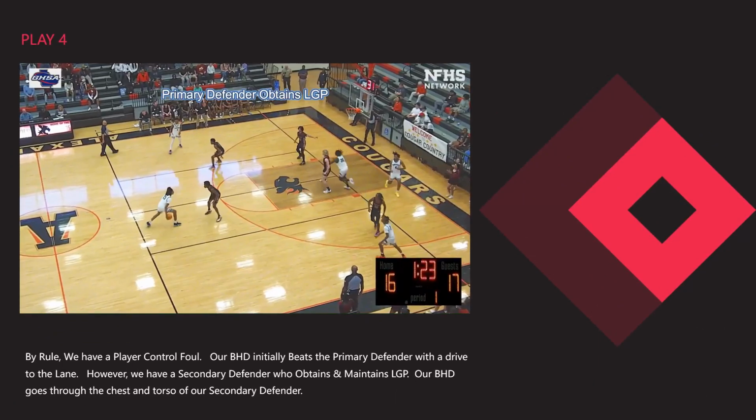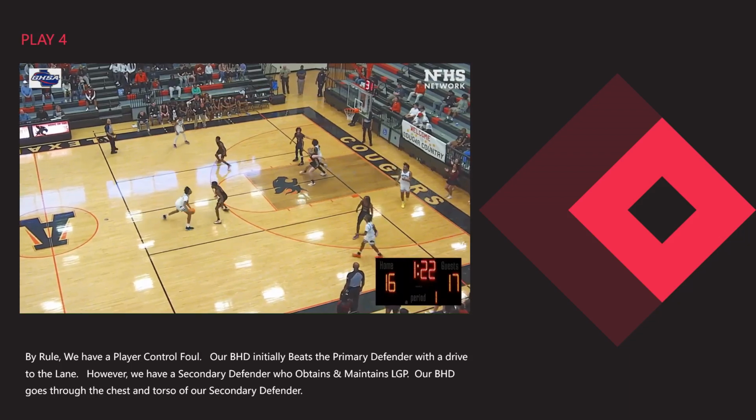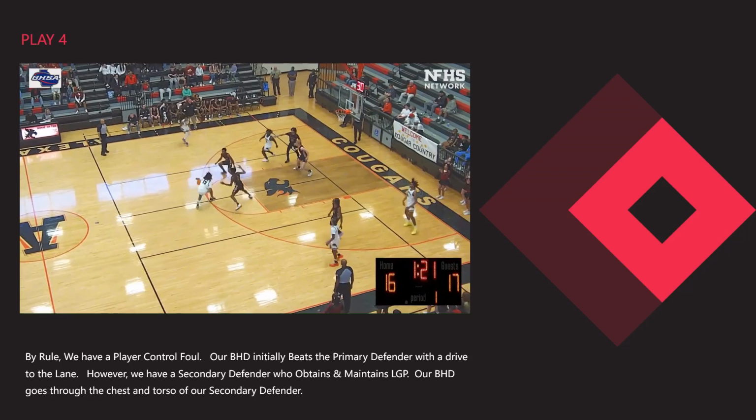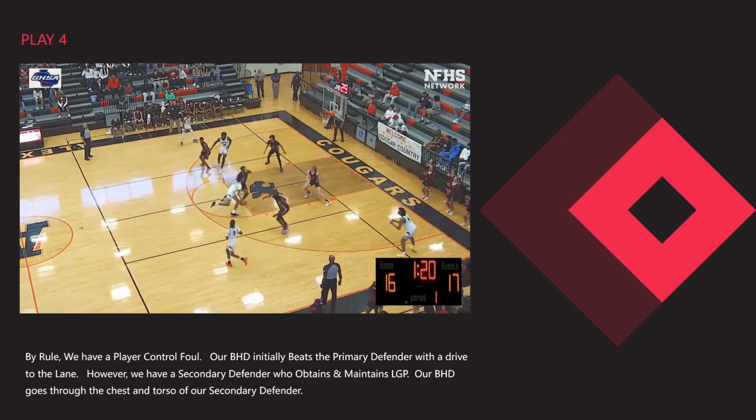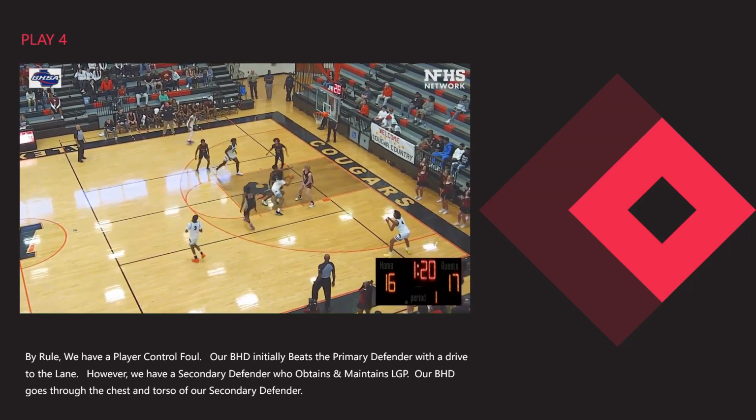This play starts off with our primary defender obtaining a legal guard position. He is 2 feet on the playing court in bounds, and his torso is facing the opponent. In this case, this opponent is the ball handler dribbler. Our primary defender will so far maintain legal guard position with lateral movement. Eventually, our ball handler dribbler will get his head and shoulders past the torso of our primary defender. Thus, our primary defender, by rule, is considered beaten.